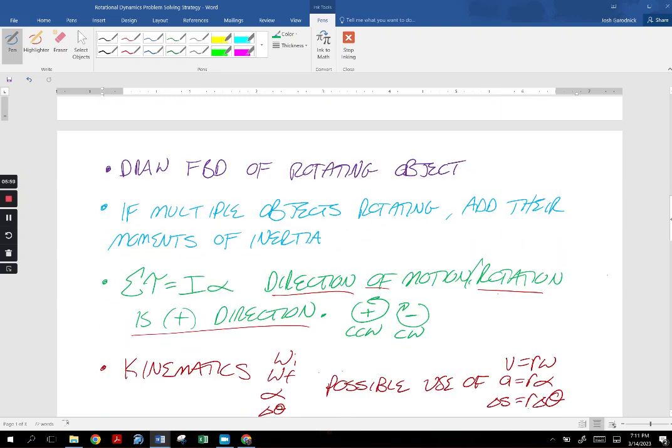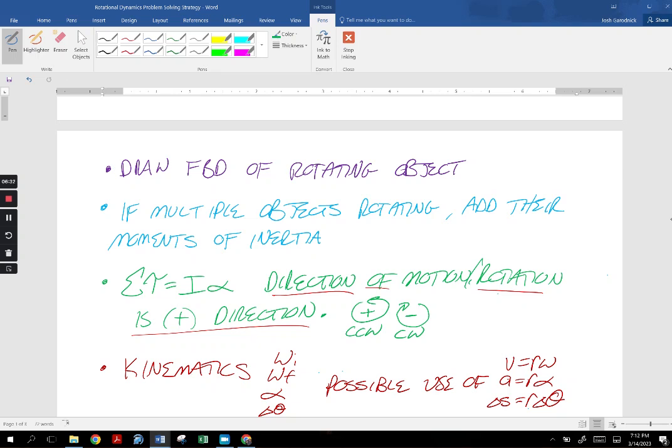Here are some highlights. When you're doing these rotational dynamics problems, you want to draw a free body diagram of the object. Just like we did in the past when we drew free body diagrams with dots, this is more about the object so we can see where the torques are applied. If there are multiple objects rotating together, you will add their moments of inertia. That's why this problem was chosen. After that, you do the sum of the torques equals I alpha, just like we used to do F equals ma. Now it's torque equals I alpha.